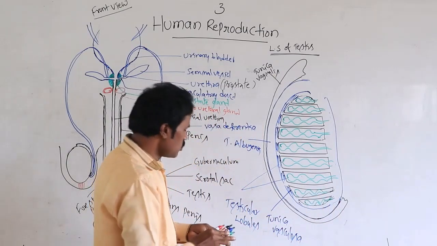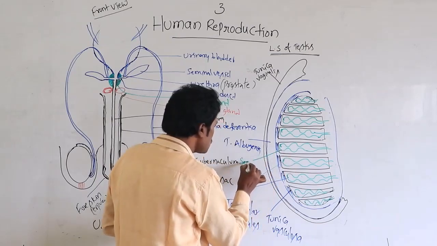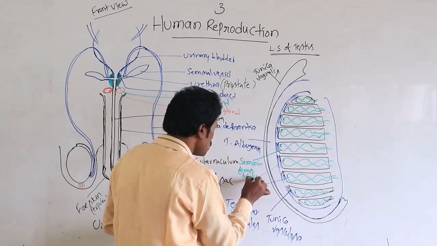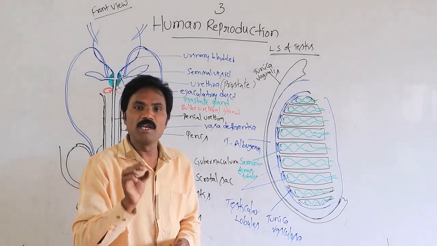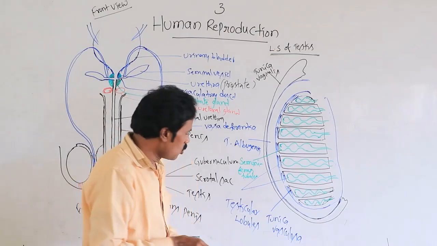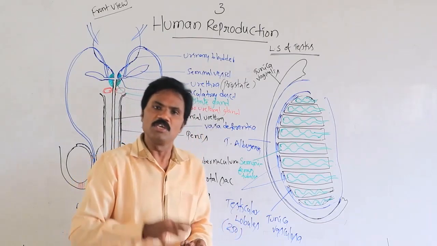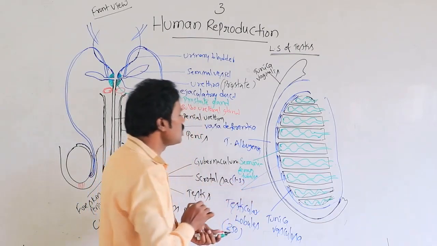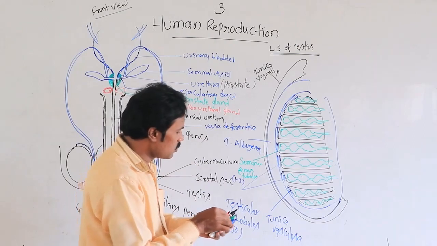The green represents the seminiferous tubules. Each and every testicular lobule has 1, 2, 3 seminiferous tubules. How many testicular lobules are present? Averagely, each and every testis has 250 testicular lobules. Each lobule has 1, 2, 3 seminiferous tubules. One end is present, then oppositely the other is present.